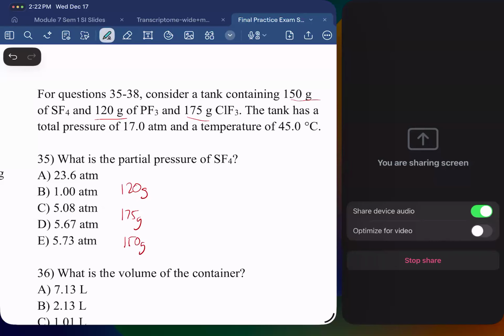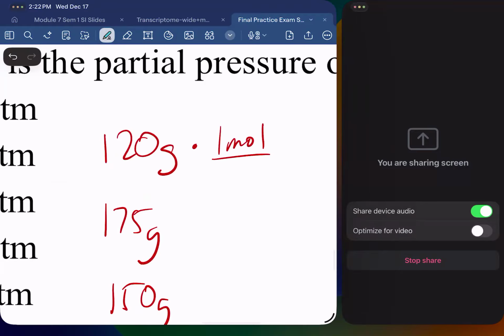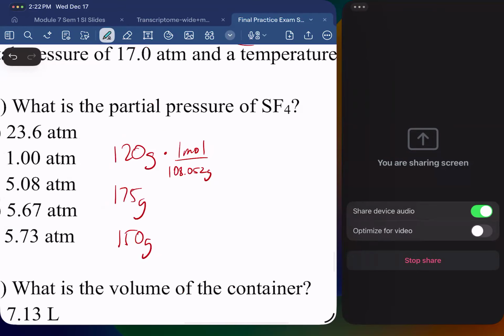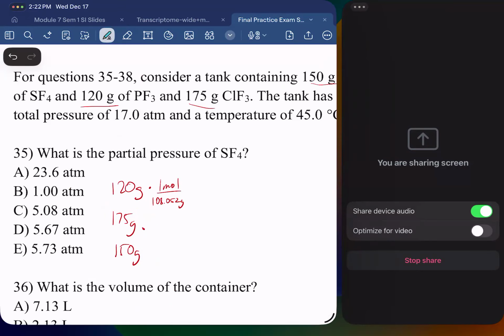All right. Does anybody know the molar mass of sulfur tetrafluoride? Does anybody have it in their work or anything? Hey, 108.052. 108.052. All right. What about the molar mass of phosphorus trifluoride? Yeah, phosphorus trifluoride. Does anyone know that one? Phosphorus trifluoride?